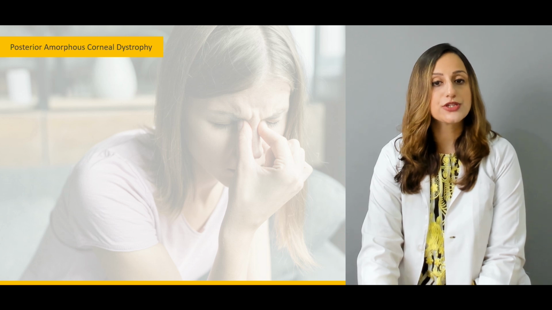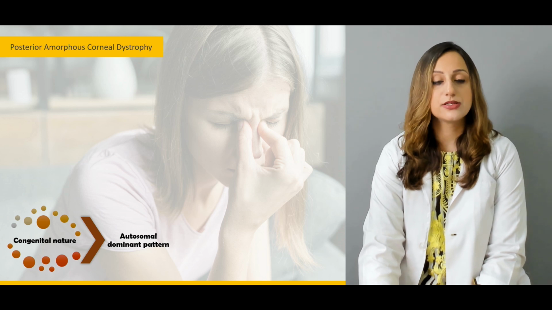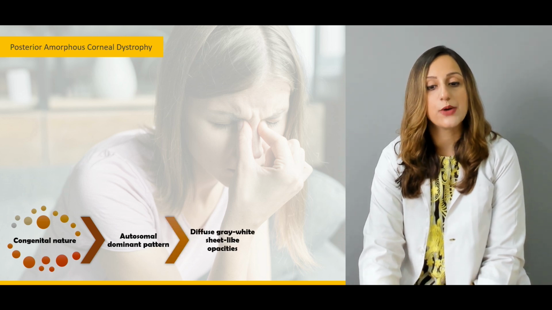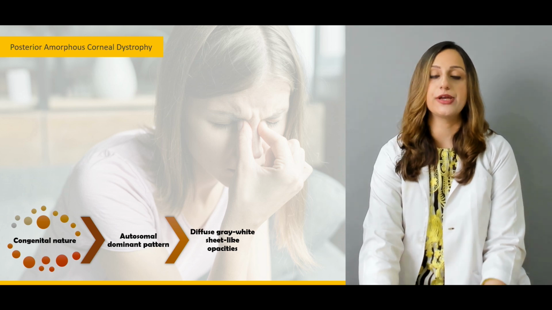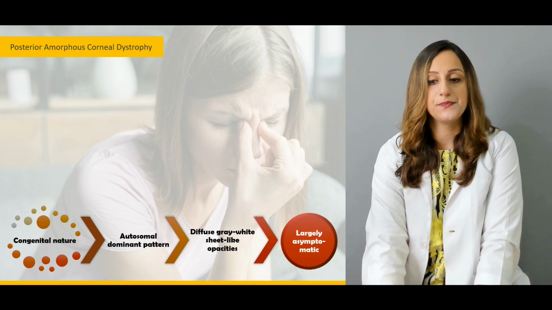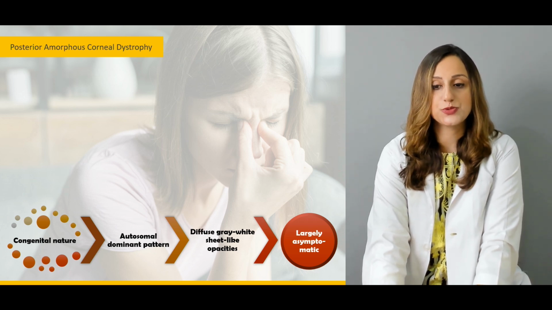The posterior amorphous corneal dystrophies are congenital in nature. There's an autosomal dominant pattern. There are diffuse gray-white sheet-like patterns noted for the posterior amorphous corneal dystrophies as well. And they appear largely asymptomatic for the individuals.